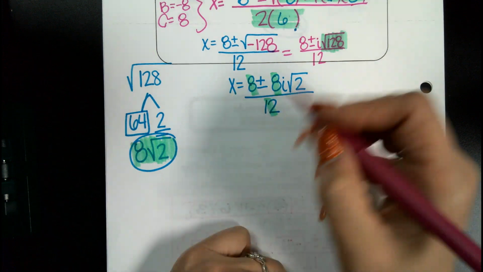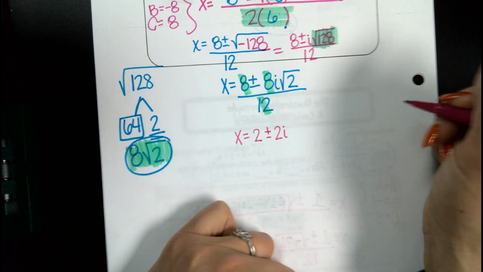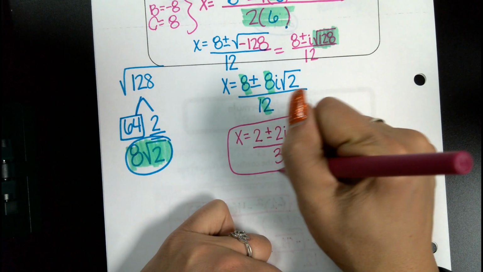Okay, so now you're ready for what I'm about to do. They can all be divided by 2 or 4, so you want to reduce them by the 4. So if you divide 8 by 4, 2. Now you can't touch this 2 that's under the radical, so that stays a 2. And then what's 12 divided by 4? That's your final answer.